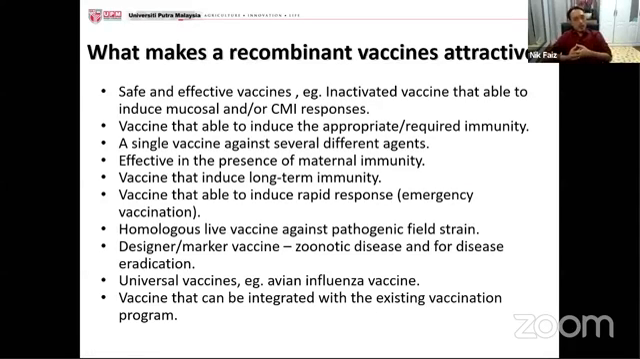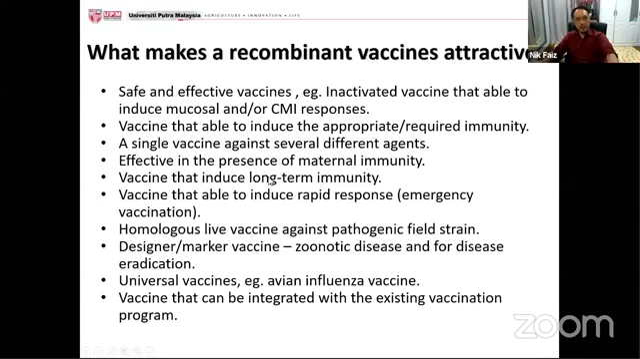So then we have to ask ourselves, what makes recombinant vaccine attractive? Recombinant vaccines are usually the ones that have passed the regulation, usually safe and effective vaccines. For example, inactivated vaccines that are able to induce mucosal or cell-mediated immune responses, vaccines that are able to induce appropriate or required immunity. A single vaccine may protect against several different agents. Some recombinant vaccines, because they put a few epitopes of antigens inside, can protect against several different antigens.